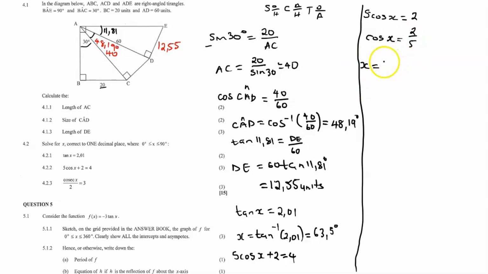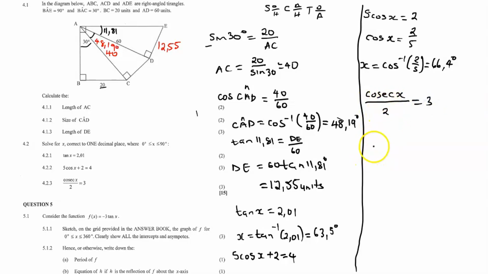So x is equal to what? And then you punch that on your calculator and you get your answer. So it gives us 2 over 5 there, and then we find 66,42, and as you can see, they said to one decimal place, so it's 66,4. And then we move on to the last one, 4.2.3. It's cosec x, all that is over 2 equals 3.